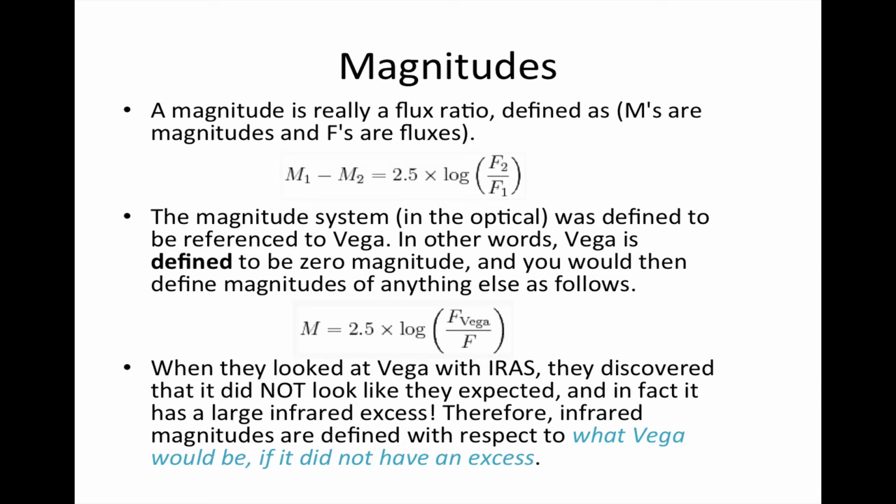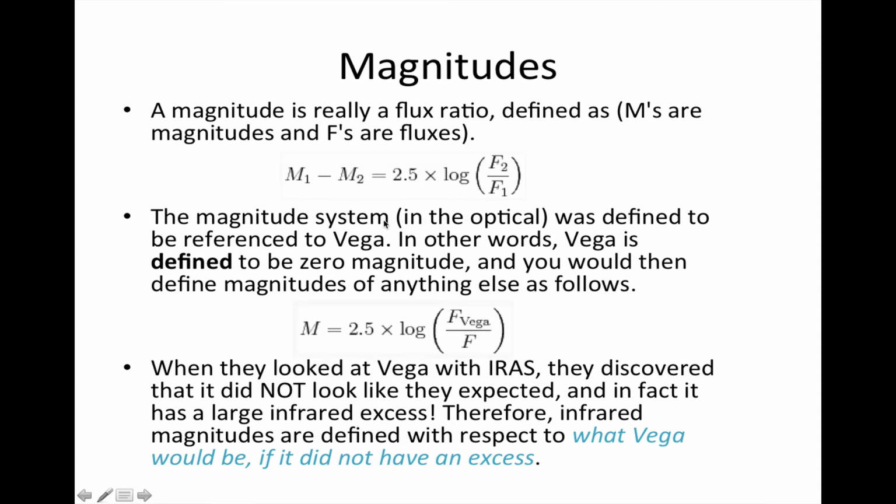A magnitude, by mathematical definition, is really a flux ratio. It's actually the log of the flux ratio. So here's the definition of magnitudes. The magnitude of object number 1 minus the magnitude of object number 2 is equal to 2.5 times the log base 10 of the ratio of flux from object 2 to flux from object 1. Note that 1 minus 2 is the ratio of 2 to 1. That's how you get the inversion, where brighter things have smaller numbers. Now, note that it's a log of the ratio of the fluxes. So when you have a difference in magnitudes, you have a ratio of the fluxes.